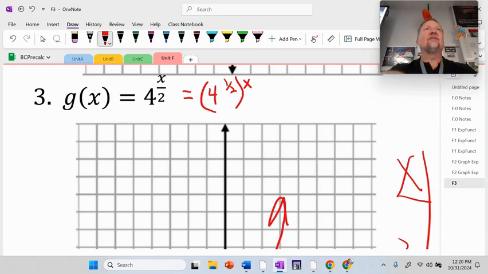But the thing about the shirt's true. But is this true about the exponents? Yes? Yes.